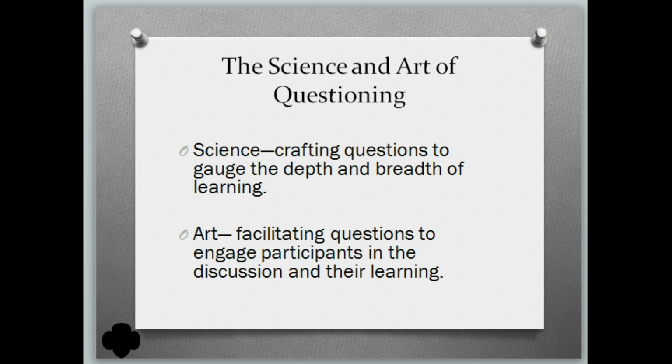Learning how to ask the right questions is an important part of the three-step cycle for effective facilitation that we introduced in Part 2. We are going to talk about the science of questioning, how to craft questions to measure the depth and breadth of learning, and the art of questioning, how to ask questions in a way that keeps participants engaged.